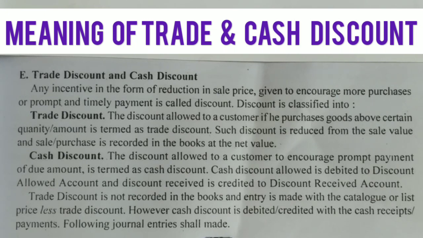However, cash discount is debited or credited with the cash receipt or cash payment. Meaning to say, cash discount we record, but trade discount we do not record. In case of cash discount, if discount is allowed, then it is debited, and if the discount is received, then it is credited. Now let us see the journal entries of trade discount and cash discount.